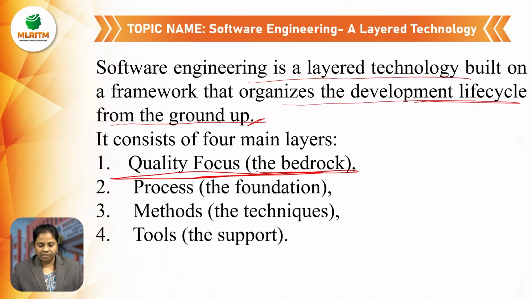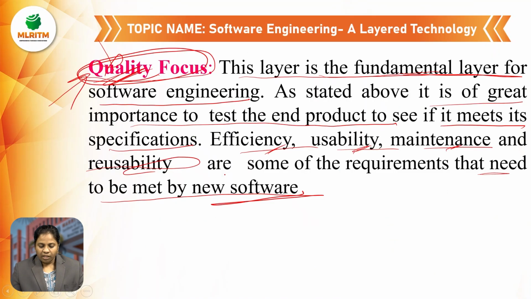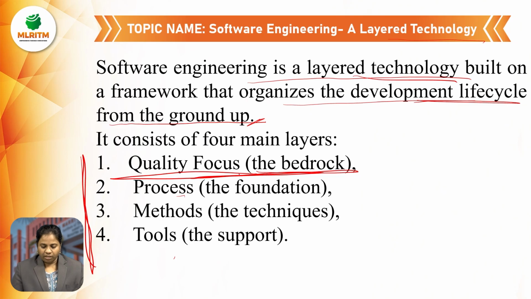In this class, we have seen software engineering, a layered technology which has four layers. Software engineering is a layered technology built on a framework that organizes the development life cycle from the ground up. It has four layers: quality focus, process, methods, and tools. Quality focus is like a bedrock for software engineering. And coming to the process, this is a foundation.